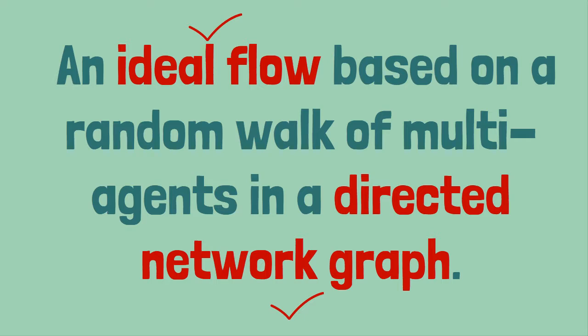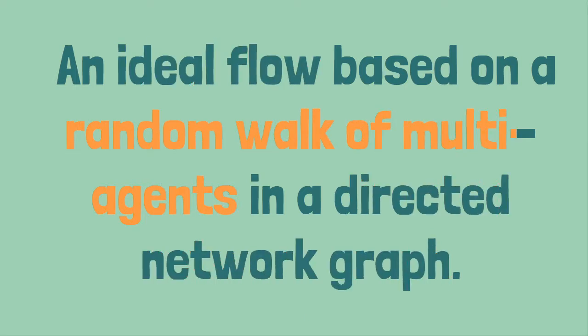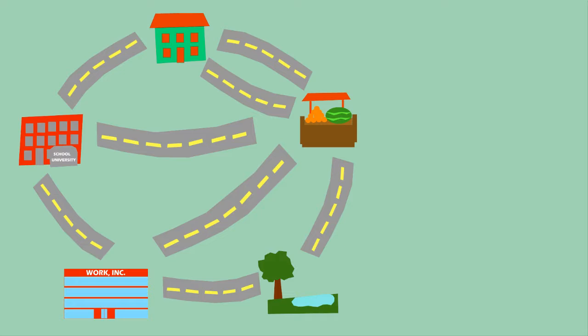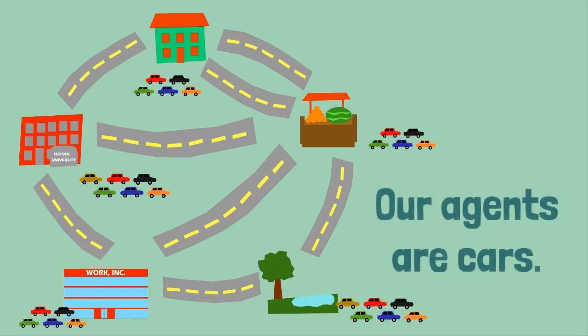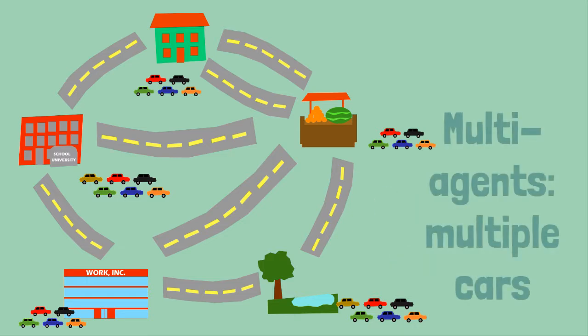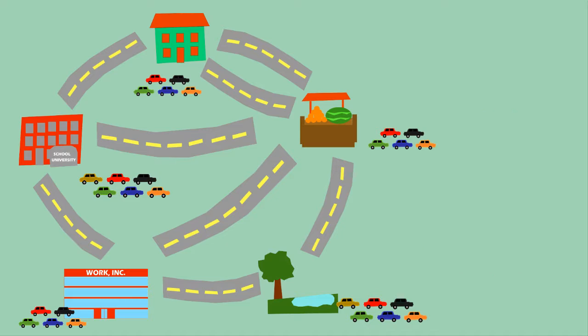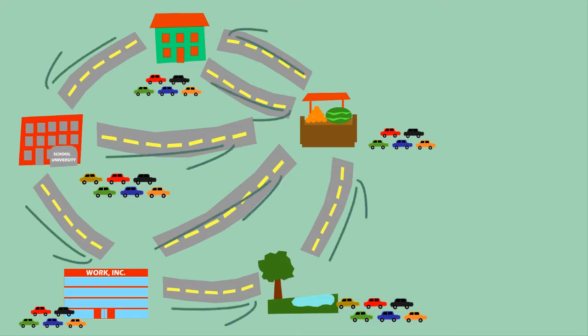Now let's talk about random walk of multi-agents. Imagine at each node, there are a certain number of agents. For our example, our agents are cars. These are multi-agents, so there are many cars at every node. The cars want to go to the other nodes.